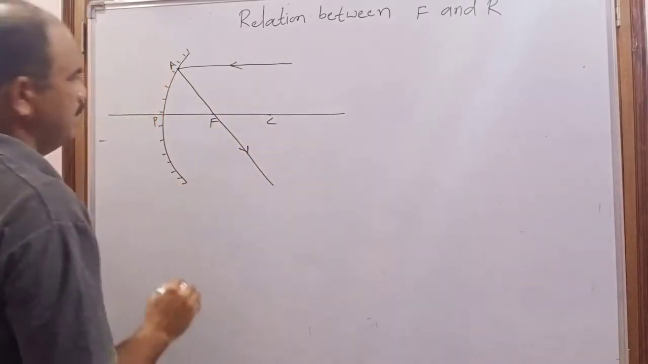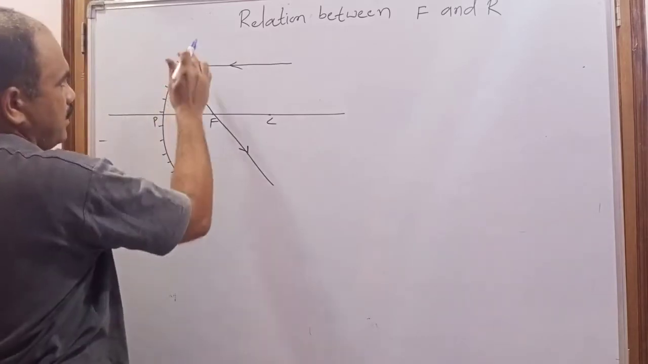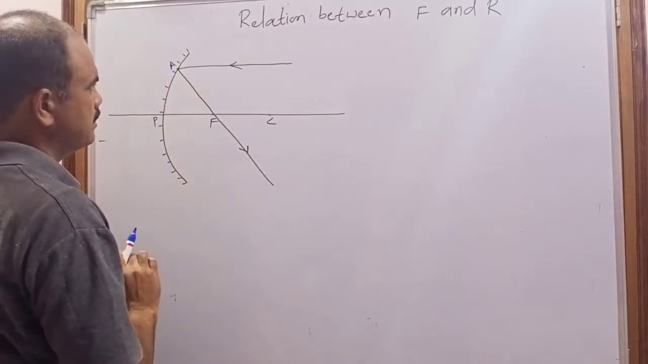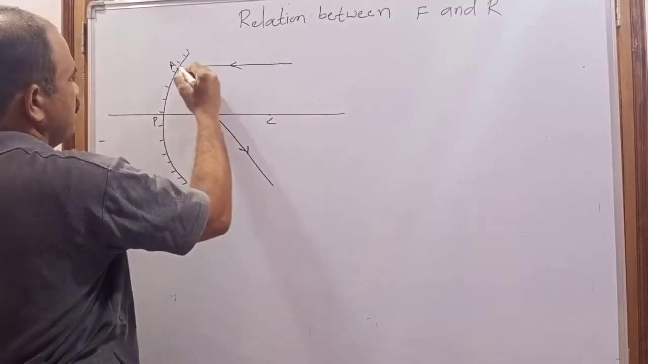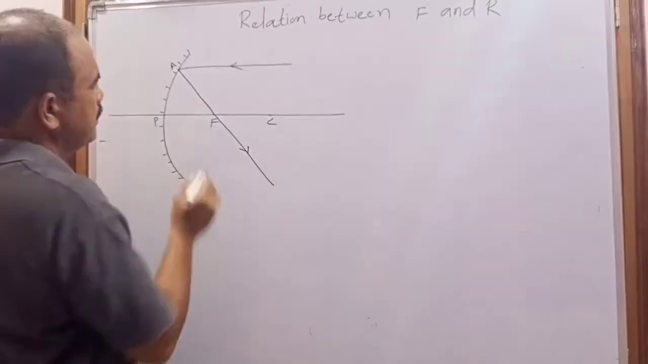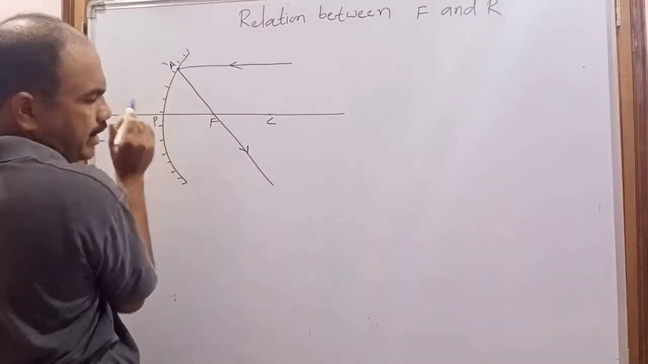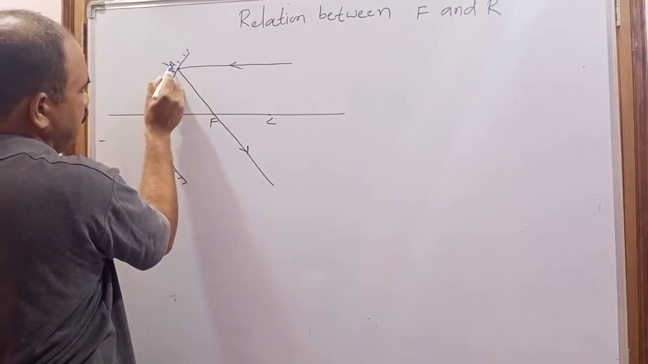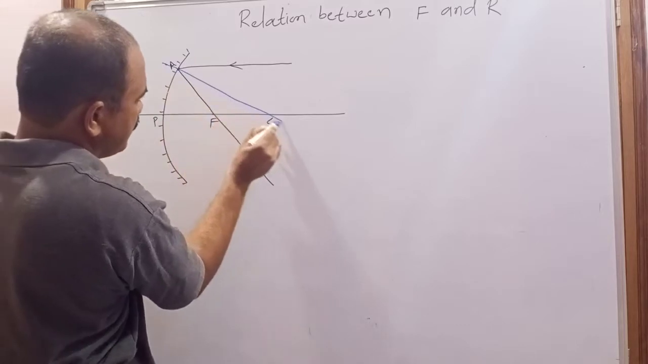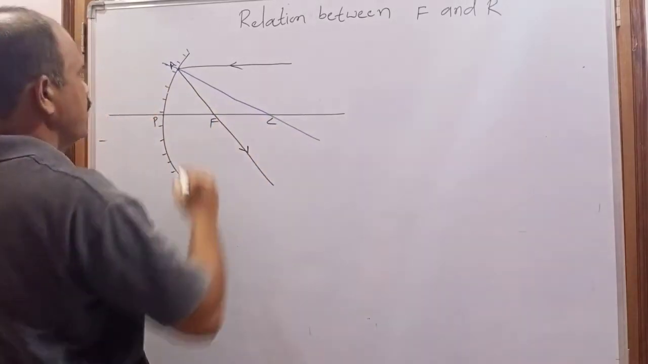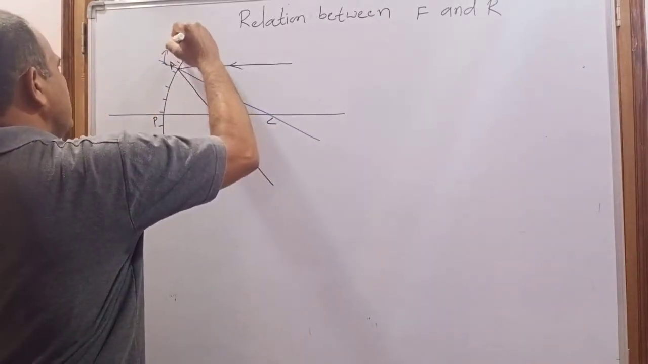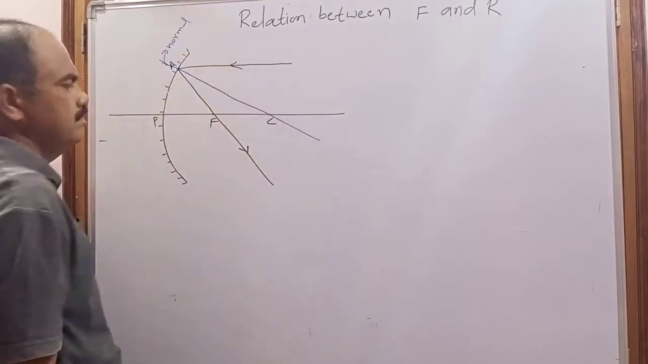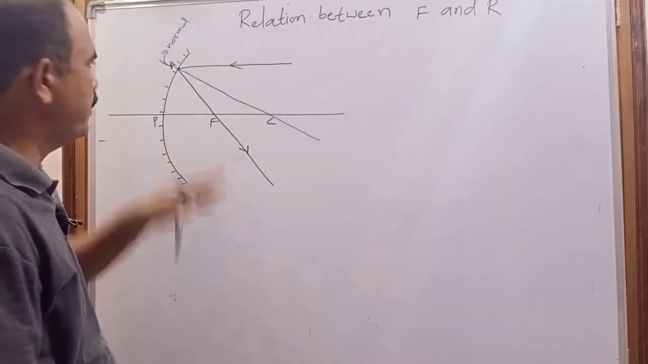After that, I am drawing a normal for this concave mirror at point A. How can I draw the normal for this concave mirror at point A? Simple, by joining the point of incidence and the center of curvature. So now this is the normal for this concave mirror at point A.